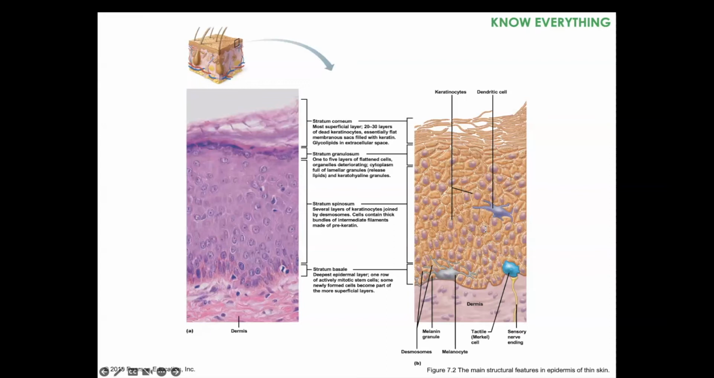The final and deepest layer is the stratum basale. This is the basement membrane of the epidermis, and it's going to undergo constant mitosis to replace the cells in the more superficial layers. This is also where melanocytes are going to be found, which contain the pigment melanin, and that is responsible for hair and skin color. The stratum basale is also going to connect the epidermis to the underlying connective tissue that is dermis.